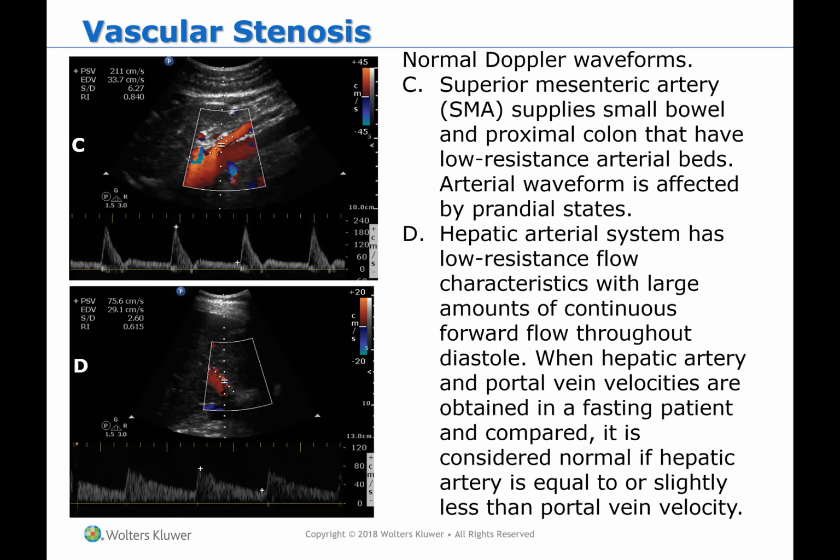The superior mesenteric artery supplies the small bowel and the proximal colon, and that also has a low resistance arterial bed. The arterial waveform is affected by prandial states. So if you're eating, it's going to be different than if you're NPO or fasting. The hepatic arterial system is also lower resistance.